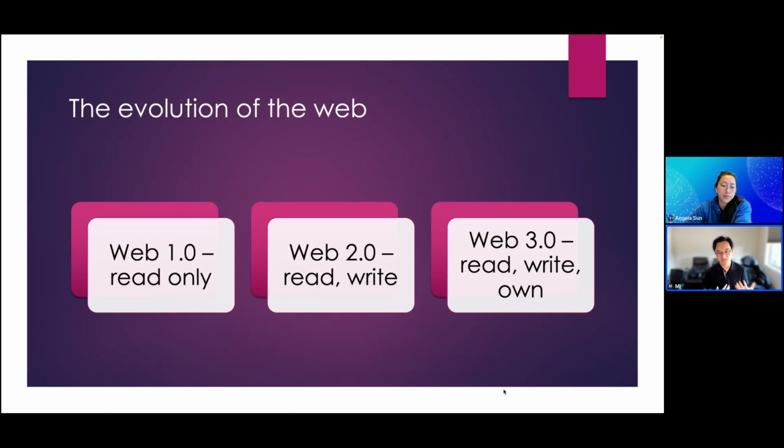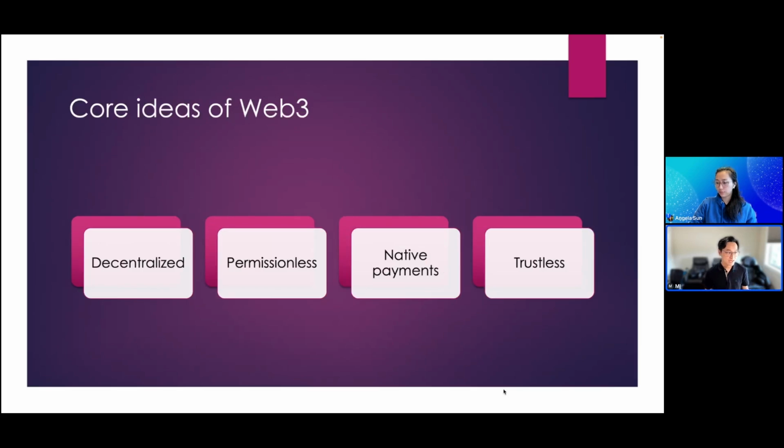And Web 3 really tries to empower users to not just read and write, but also own everything on the internet. And here are some of the core ideas of Web 3. Number one, Web 3 is decentralized, right? Because as ownership gets distributed, users will gain more control, and there should be less lock-in risk. And Web 3 is also permissionless, meaning that everyone should be able to participate.